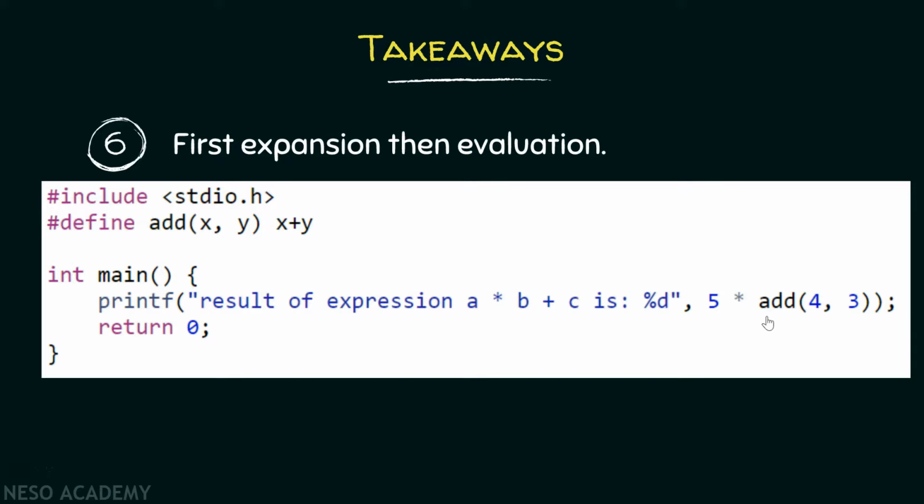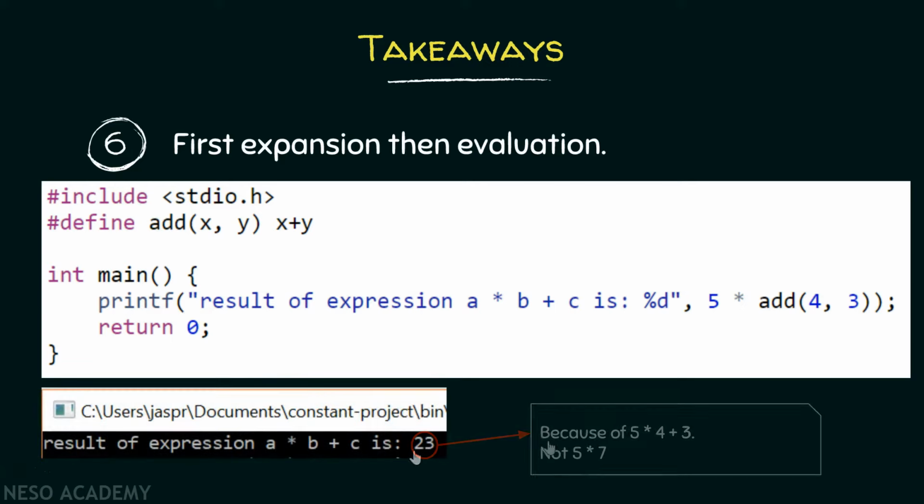First, the replacement is going to get done. First expansion, then evaluation. Here the expansion simply means that this macro is expanded to x plus y and it is getting replaced over here, which is nothing but 5 into 4 plus 3. And then the whole expression is evaluated. According to the BODMAS rule, we know that 5 into 4 is evaluated first, which gives us 20, and then we add 3 to it, which gives us 23. Now the answer is not 35, the answer is 23.